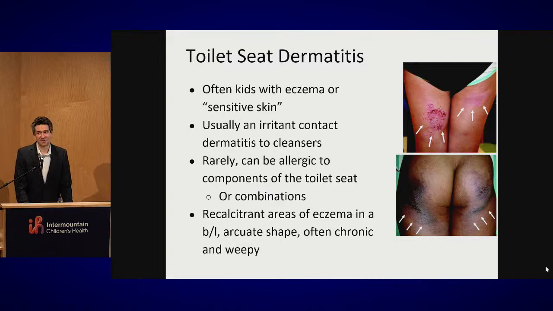You can get an allergic contact dermatitis, but that's much less common. It's because the materials that toilet seats are made out of these days, this white porcelain stuff, is just not very reactive. But occasionally, people with old school or fancy toilets that are lacquered wood can get the allergic contact dermatitis version. And it shows up in the spots where your thighs contact the toilet.